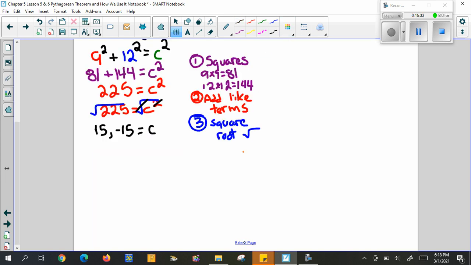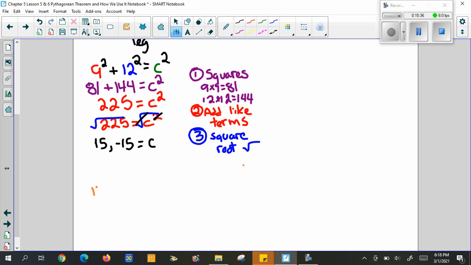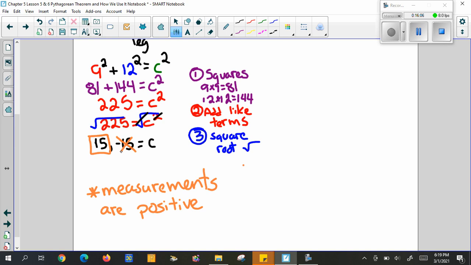Now, when we're dealing with measurements, measurements are positive. So when I go to get my answer for this, I do not need the negative. What I need is the positive answer. So here, C is equal to 15.